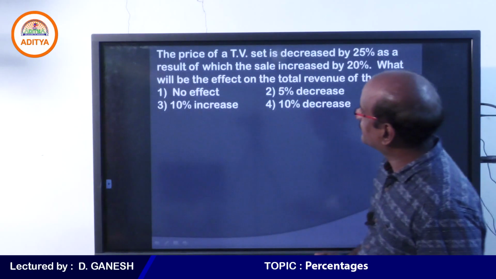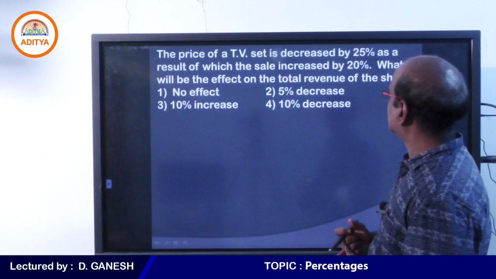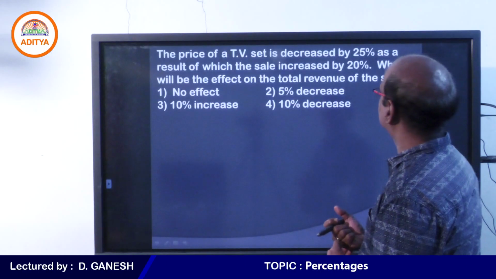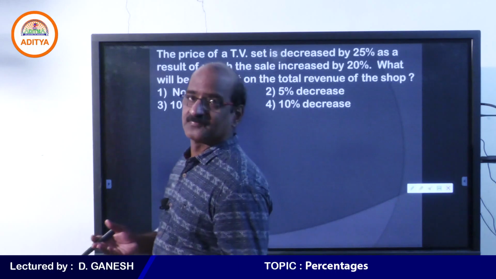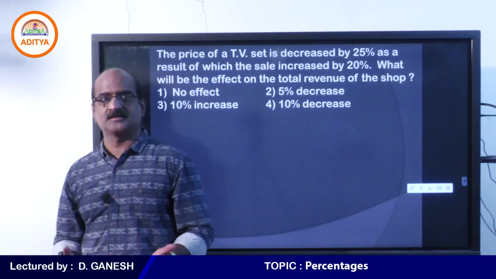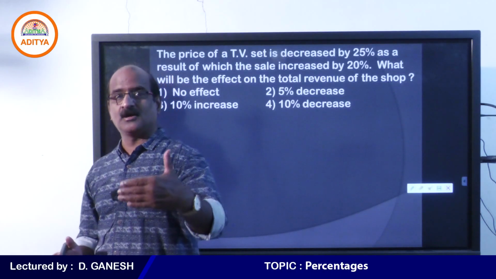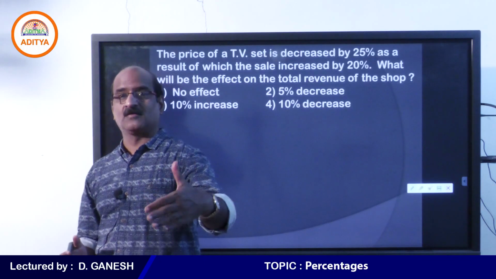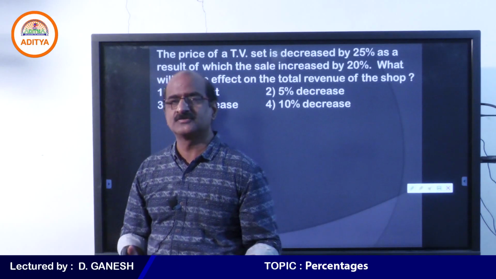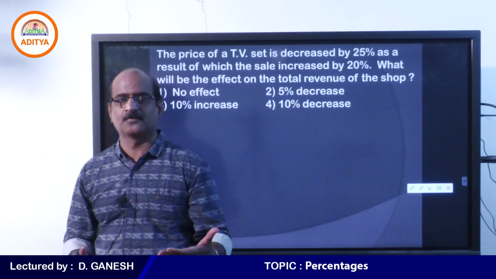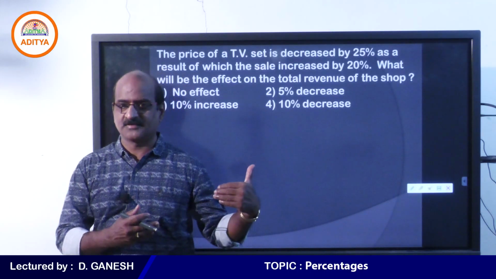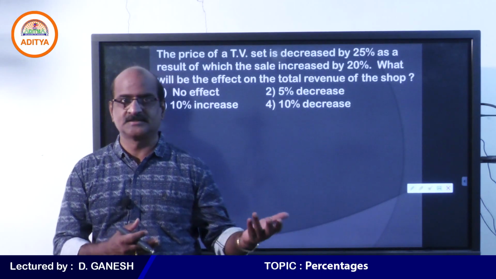What are you given? The price of a TV set is decreased by 25%, and as a result, the sale increased by 20%. This usually happens. Students, what do companies actually do? Take cell phones: you have iPhone 6, iPhone 7, iPhone 8, and now we are at 13, the 13th model. Whenever a new product is launched, what do companies usually do? They reduce the prices of the previous one only to increase its sale.